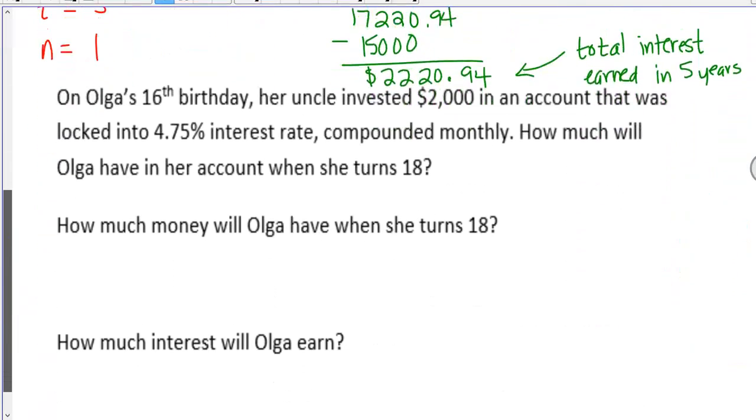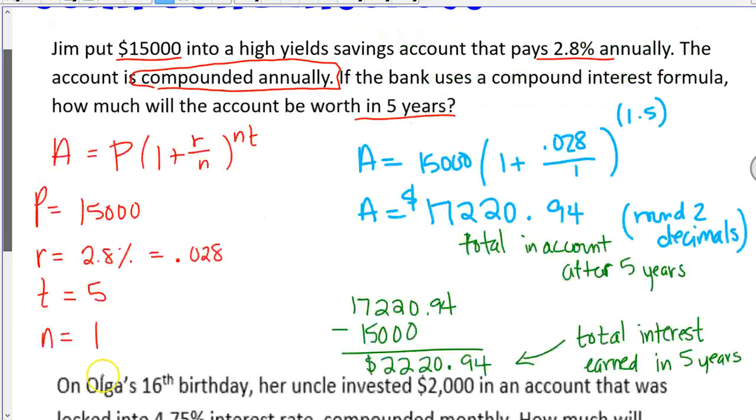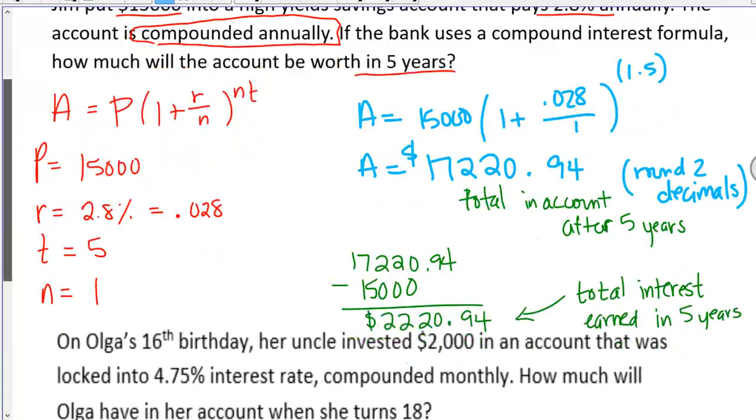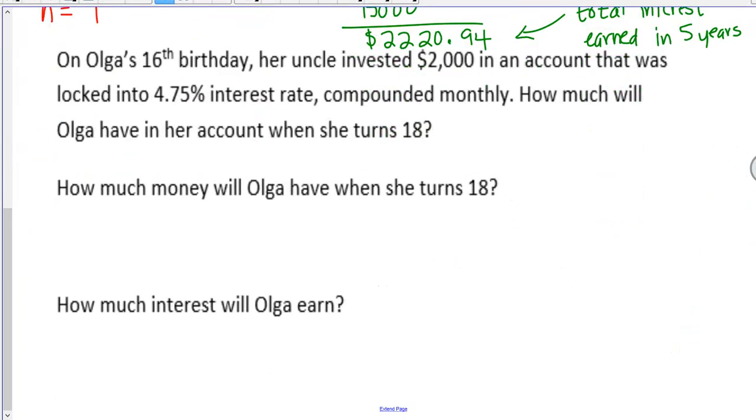Okay. All right, next one. I have Olga. Her uncle puts $2,000 in an account that's locked into a 4.75 interest rate, compounded monthly. How much will Olga have in her account when she turns 18? So how much money will she have? So very similar to that last question. Oops, sorry about that. So we want to use the same formula. And again, it doesn't say that, but anytime you see this phrase, compounded a certain number of times, you know where it's going to be the compounded interest formula.